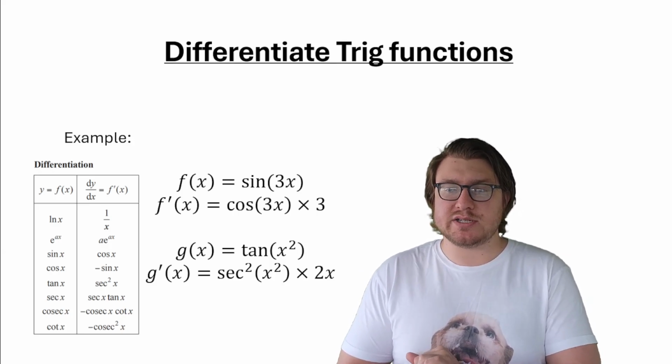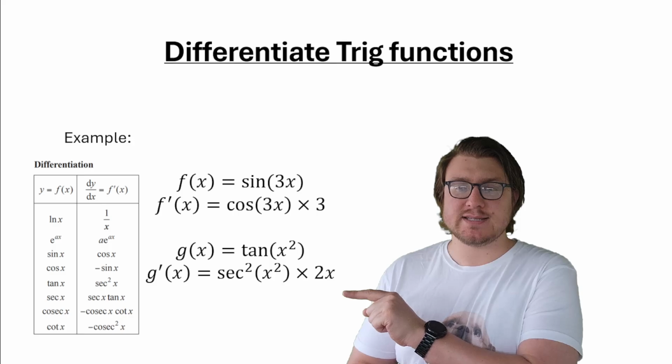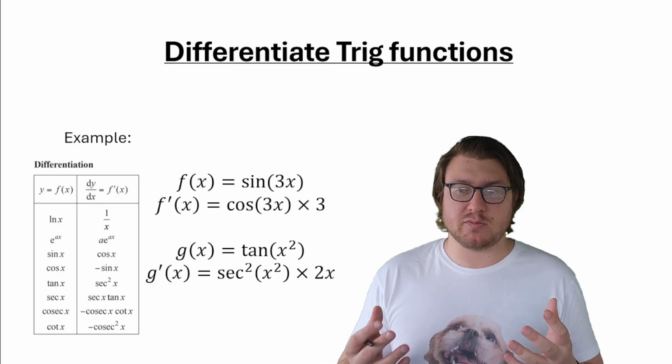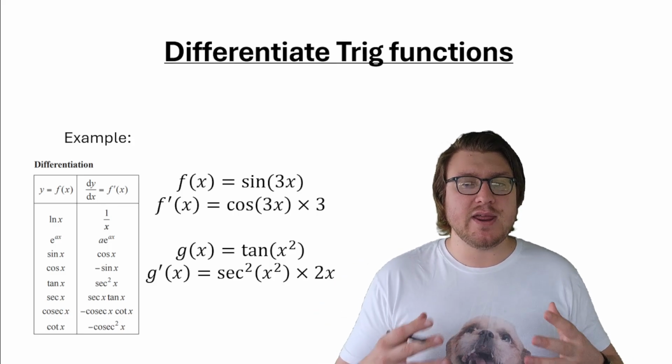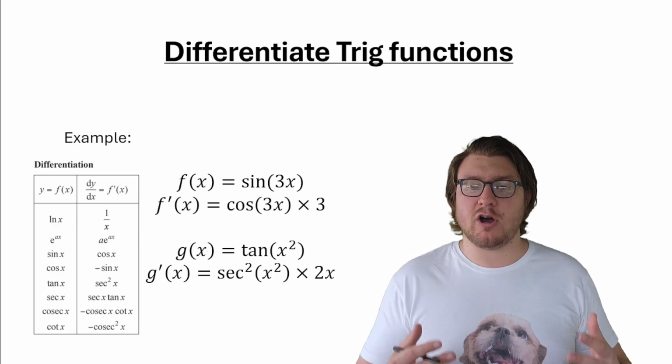Let's have a look at this example at the bottom. We need to differentiate tan, so we're going to look at our formula sheet. Well, it tells us it becomes secant squared. Well, we just copy what's inside the brackets. That's very easy. And then what do we do? Chain rule, multiplying by the derivative of the inside function.